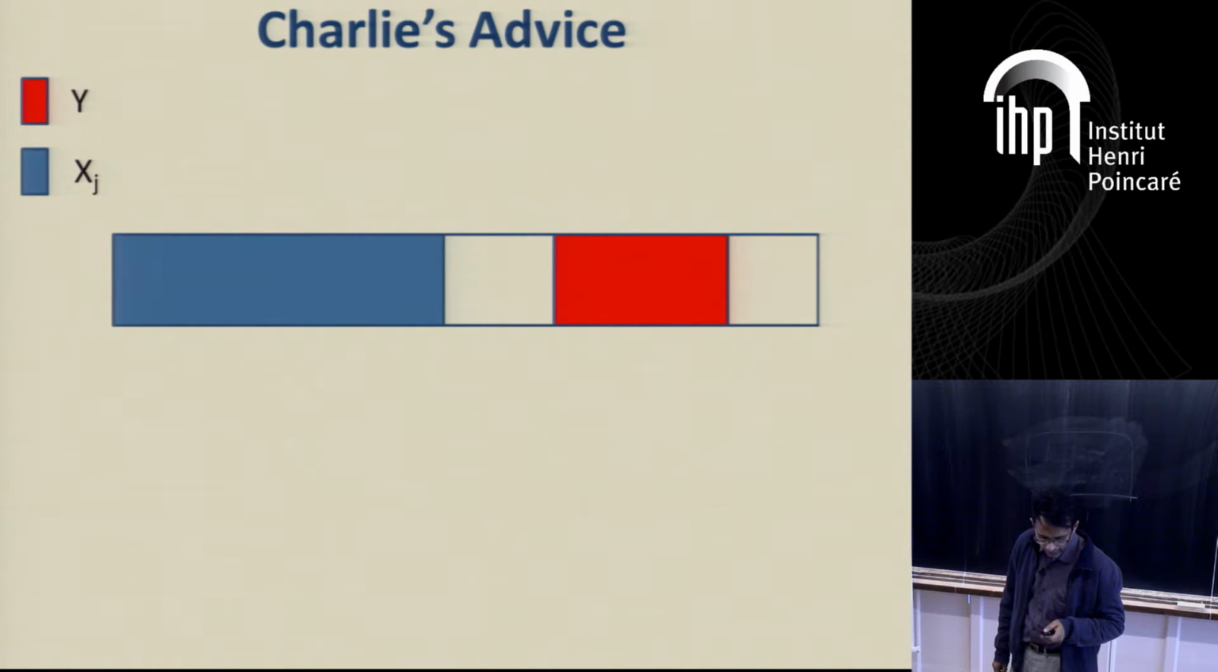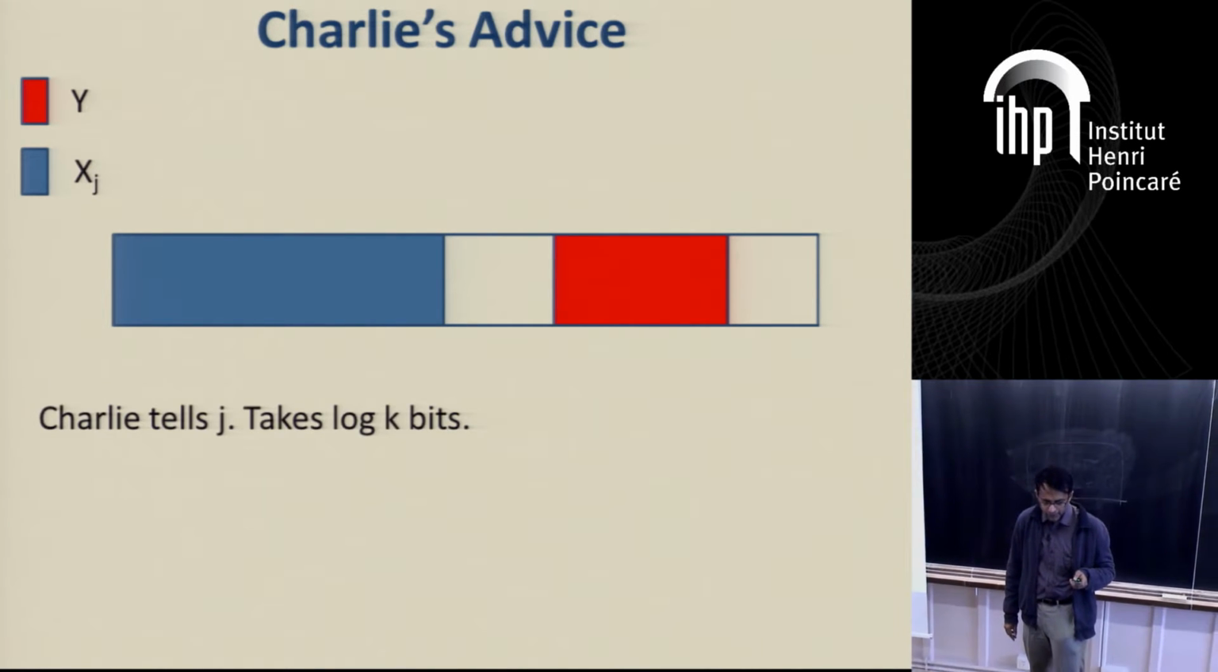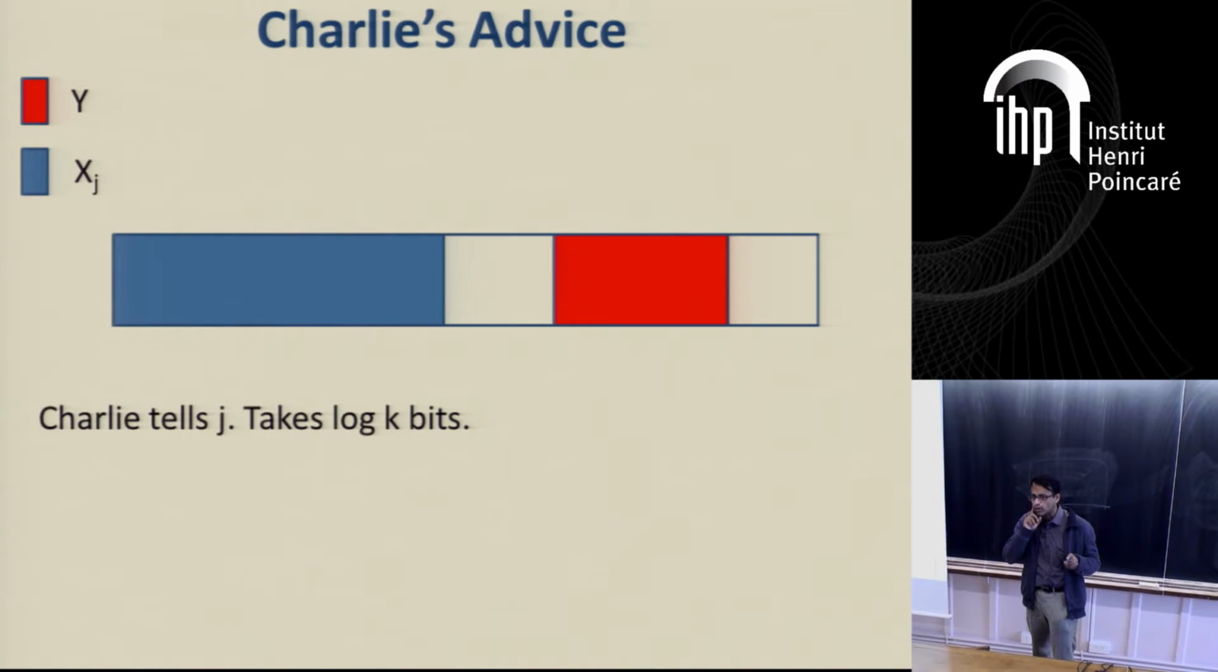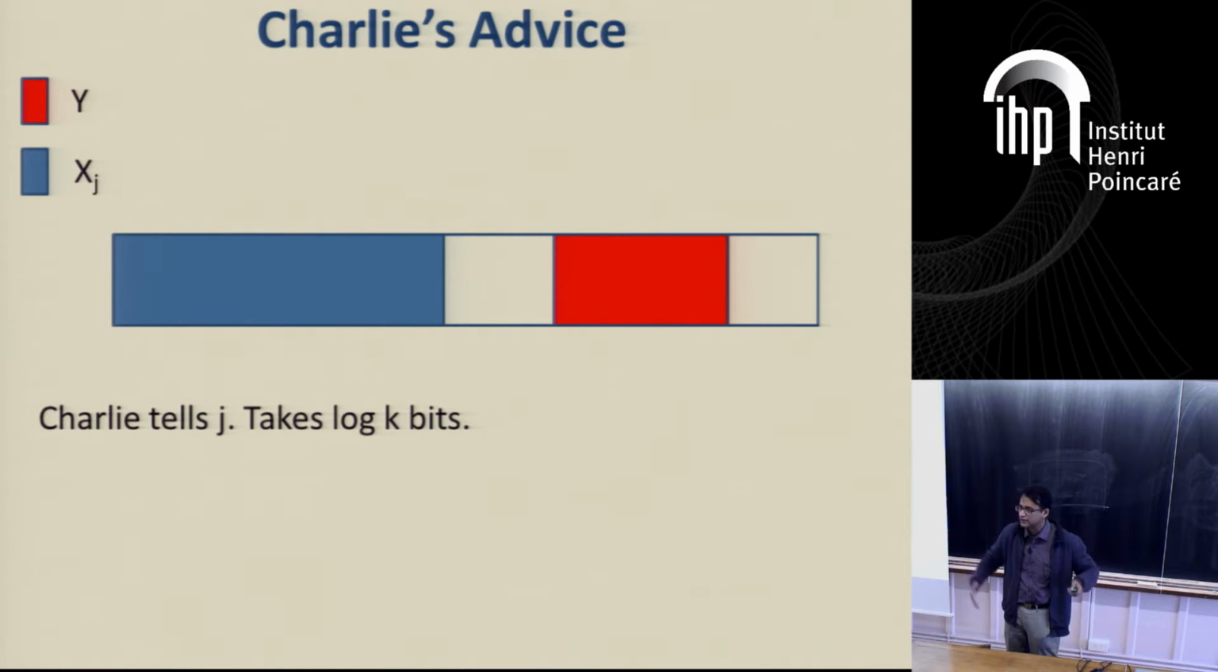So now Charlie would try to spot such an x if one exists, and then try to tell this index to Bob, right, through Alice. And if x is pretty large, then by knowing just these log k bits, Bob would learn a great deal about y.